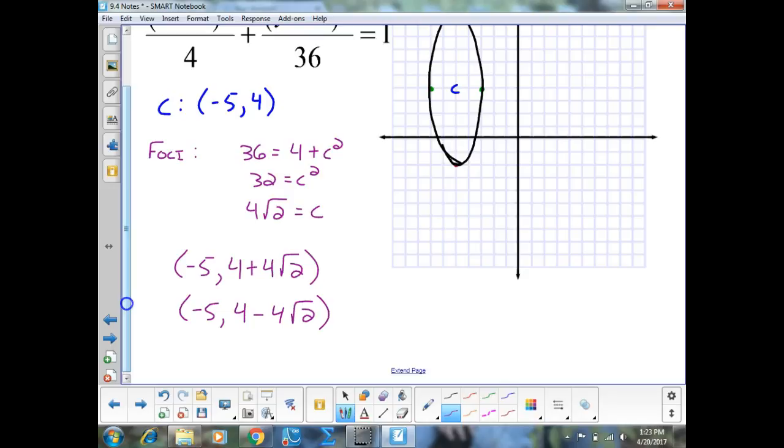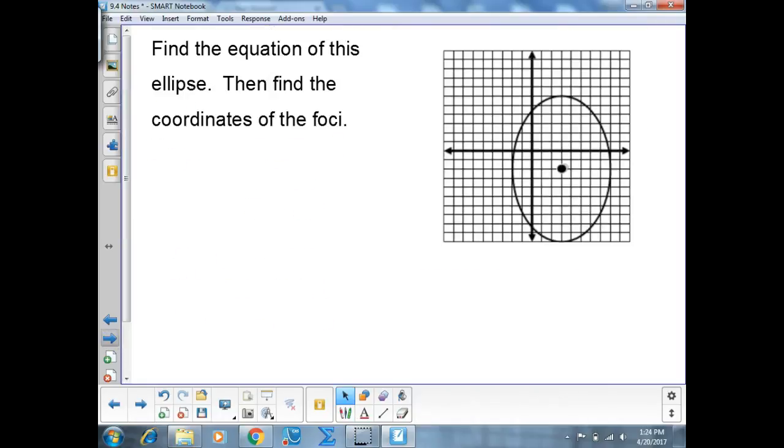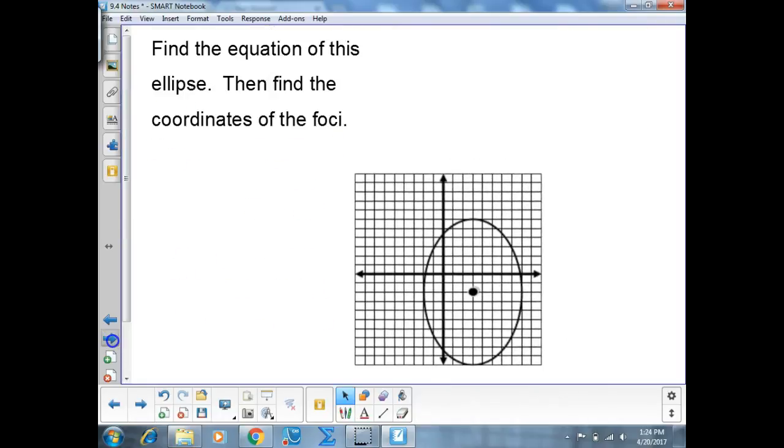Now I didn't actually calculate what those were, but you have that option of actually figuring out what 4 plus 4 square roots of 2 is, and writing that for the y part. That's fine. I'm okay with that too. All right. Good. Let me blow it up a little bit for you.